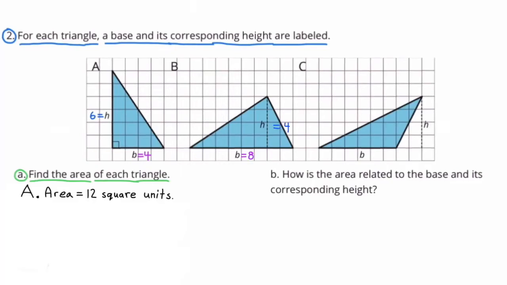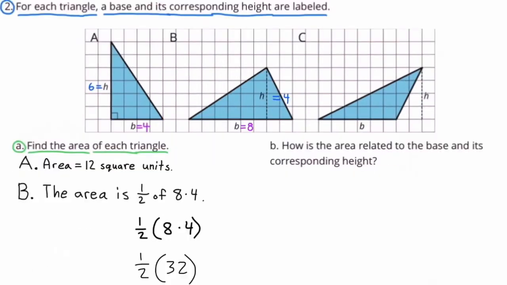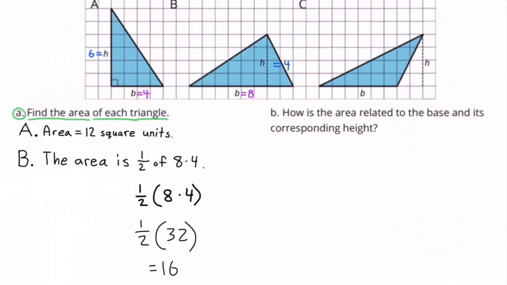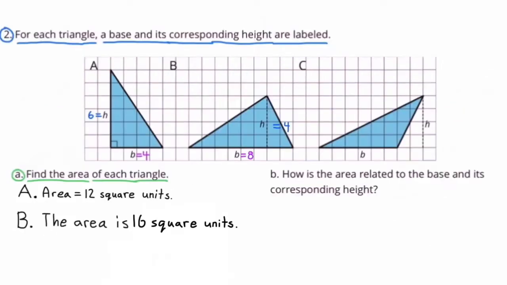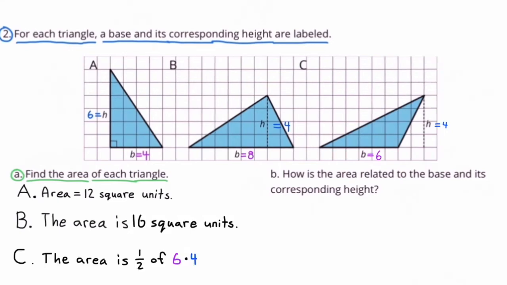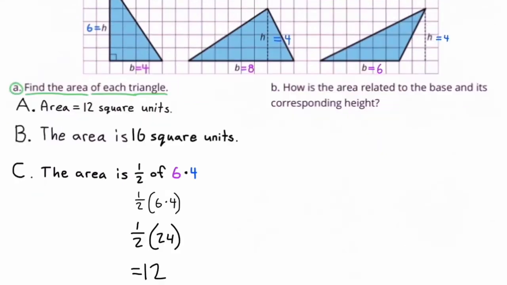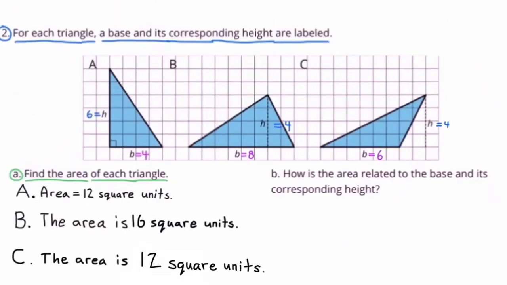The base for triangle B is 8, and the height is 4. Half of base times height, or half of 8 times 4. And 8 times 4 is 32. Half of 32 is 16. So the area for triangle B is 16 square units. The base for triangle C is 6. And the height for triangle C is 4. So half of 6 times 4, or half of 24, is 12. The area of triangle C is 12 square units.